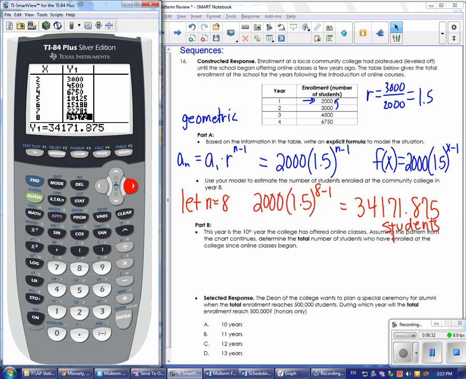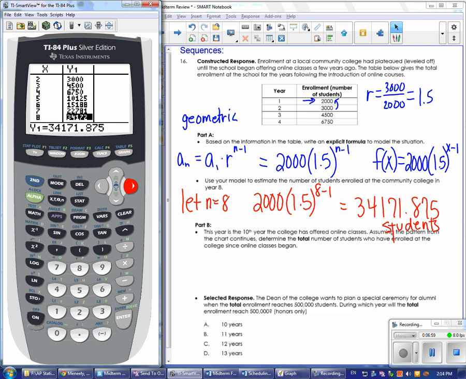All right, in part B, now we're moving on from just looking at the explicit formula and a certain term in the sequence to trying to find a total. So part B says in the first bullet, this year is the 10th year the college has offered online courses. Assuming that the pattern from the chart continues, determine the total number of students who have enrolled in the college since the online classes began. So we know in the first year there were 2,000. In the second year, there were 3,000 new students. So that means now by the second year, a total of 5,000 students have been enrolled.